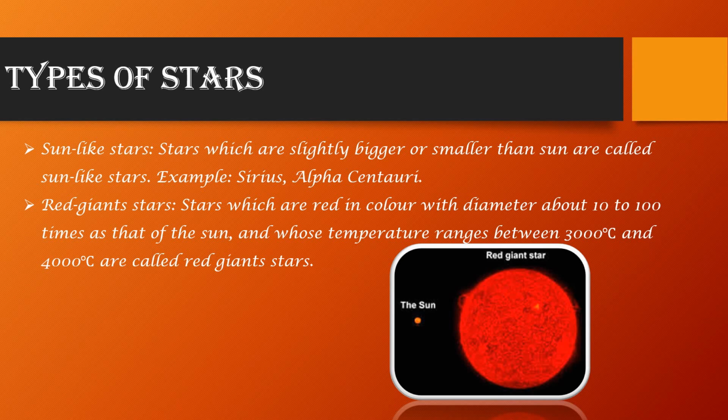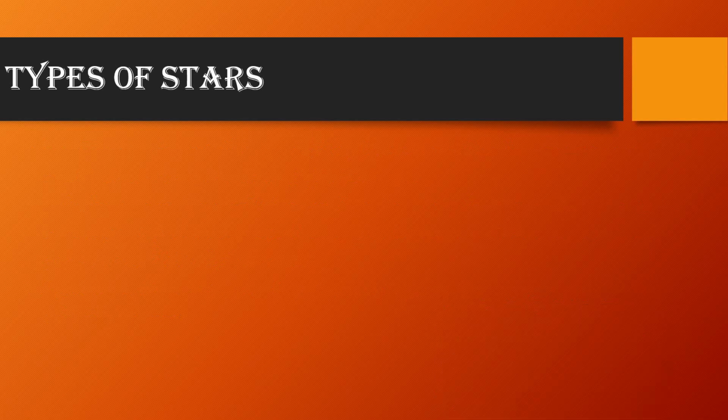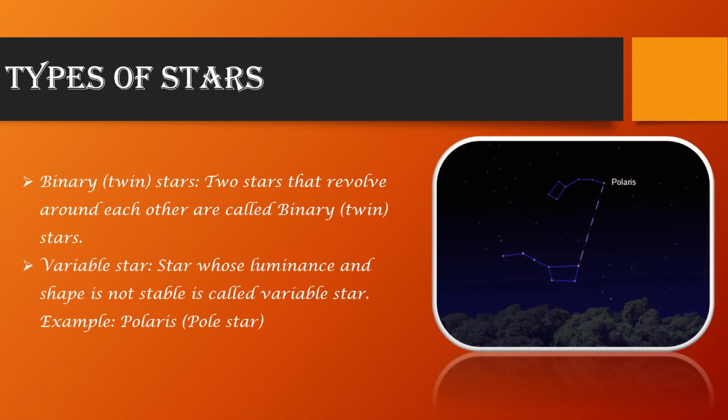Then the third one is supernova. Stars which are brighter and larger than the red giant stars are called supernova. Now the next is binary stars, which are also called twin stars. Two stars that revolve around each other are called binary stars or twin stars. Then the next type of star is the variable star. A star whose luminance and shape is not stable is called a variable star, for example, Polaris, which is also called the pole star.